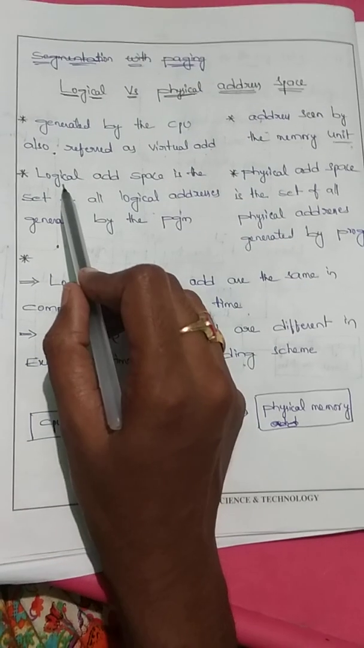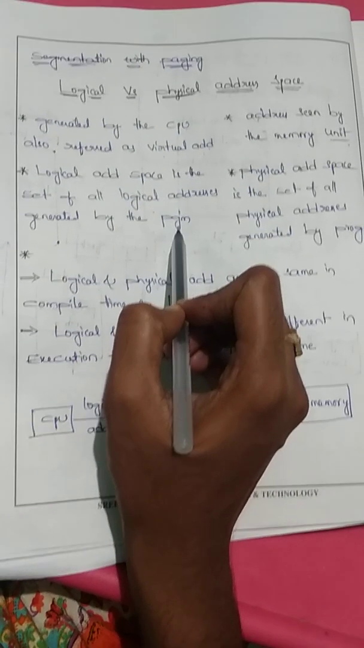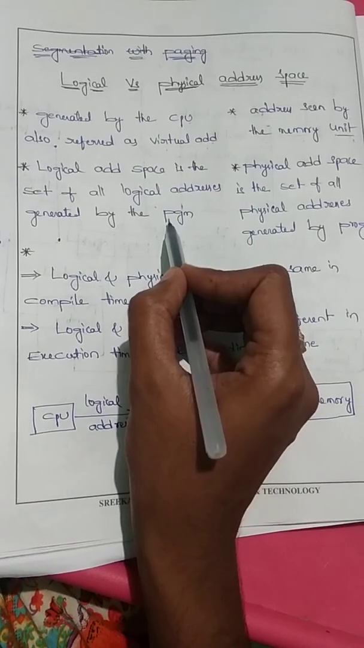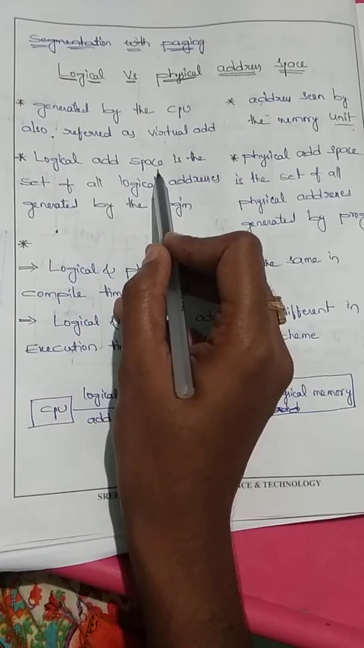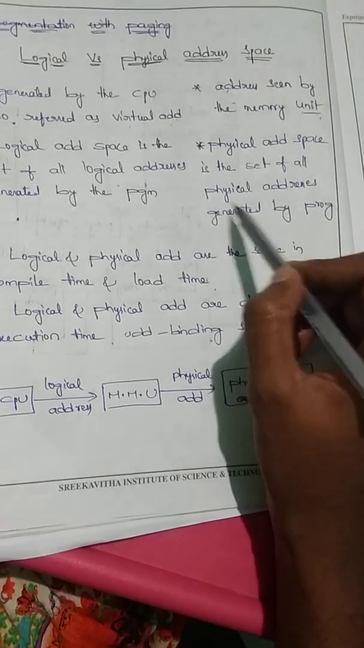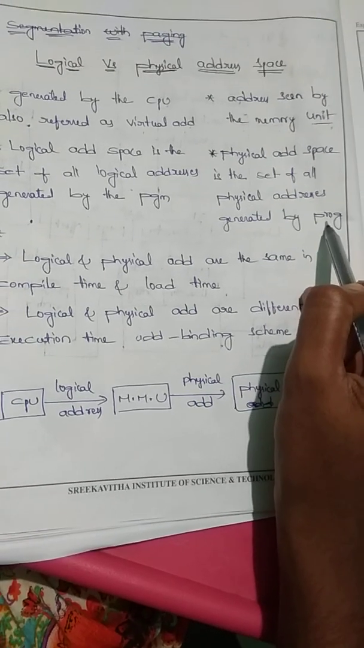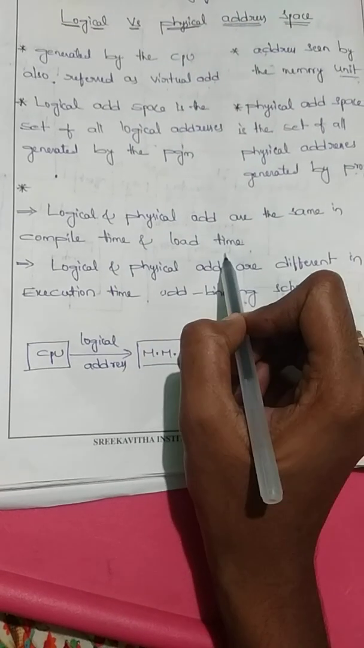The next point: the logical address space is the set of all logical addresses generated by the program. Who will write the program? The user will write the program. After writing the program, the CPU will generate the logical addresses. This set of logical addresses we call the logical address space. Coming to the physical address space, it is a set of physical addresses corresponding to the logical addresses. Next, these logical and physical addresses are the same in the case of compile time and load time.